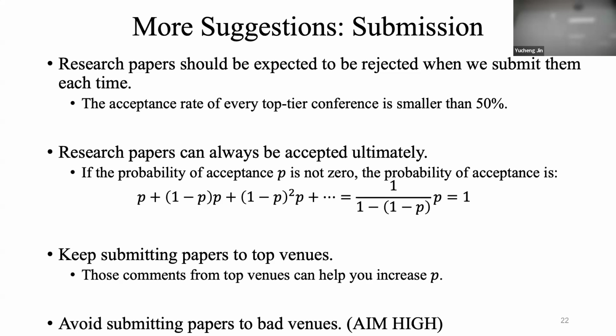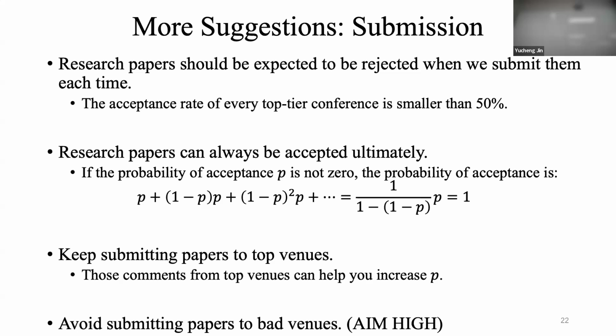As long as your probability is not 0, it will tend to 1. You just keep submitting papers. That paper must eventually be accepted. Even if you submit to the top venue and it's rejected, the next time you can try Nature or Science.